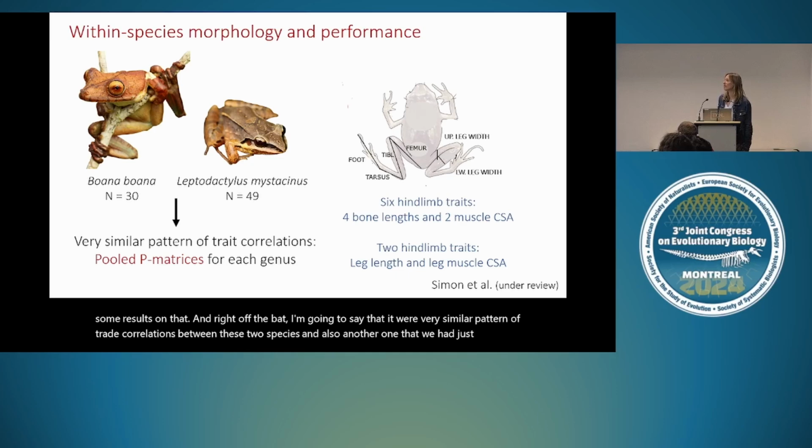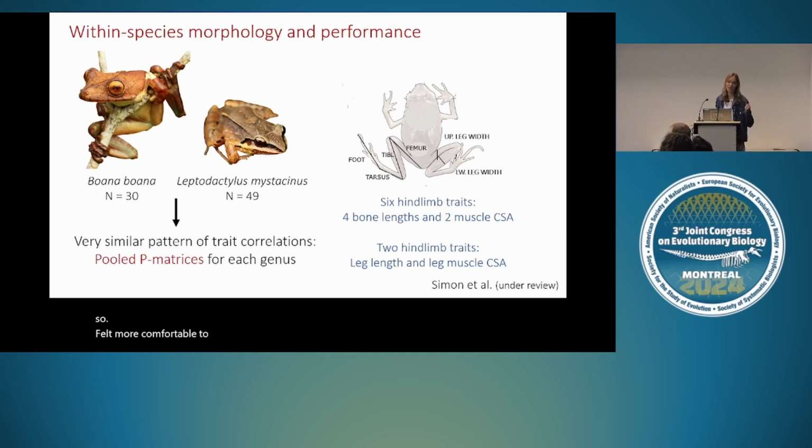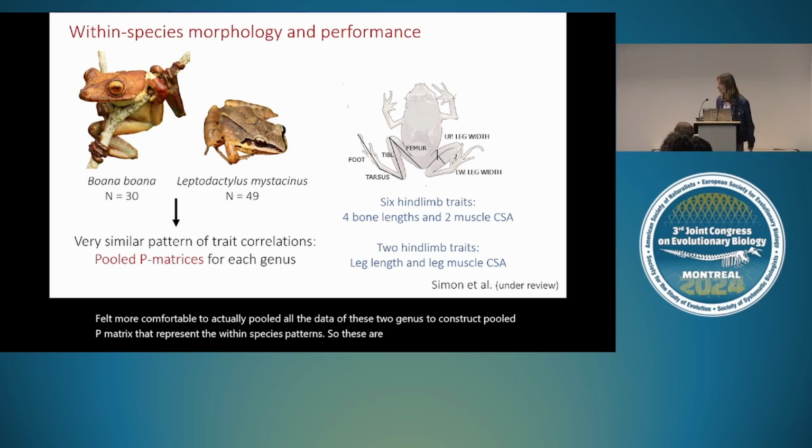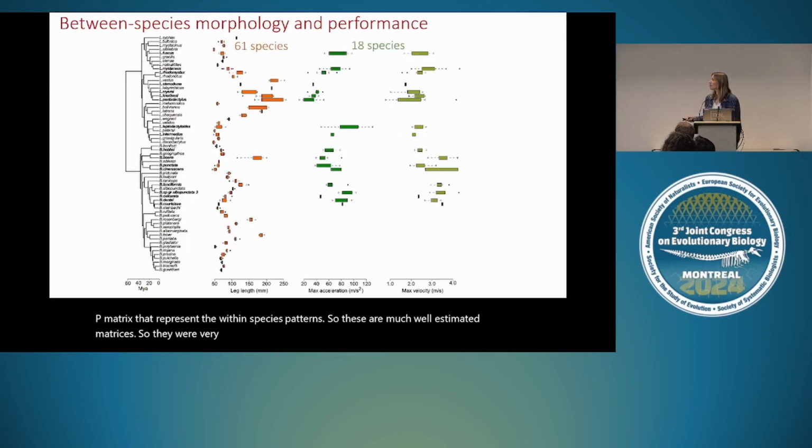So I felt more comfortable to actually pool all the data of these two genera to construct pooled P matrices that represent the within-species patterns. So these are much better estimated matrices, and they were very similar. So we also have the between-species morphology and performance data.